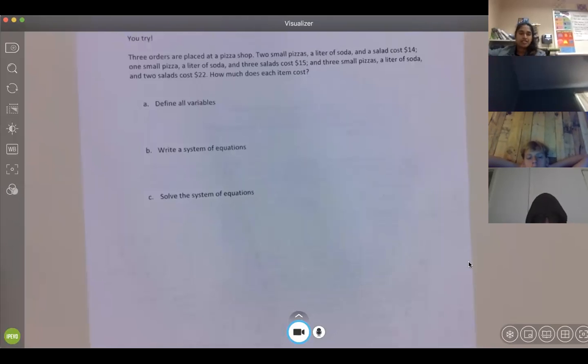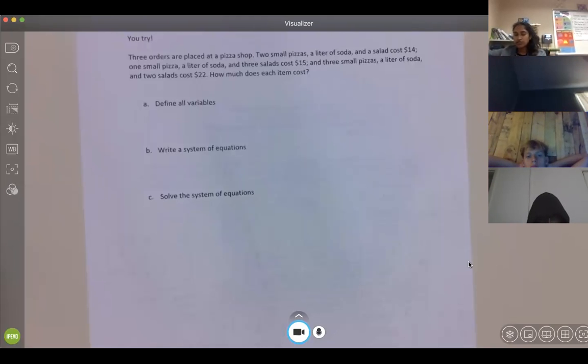And anyone can jump in here. 2x. 2x. And then a liter of soda, how would you represent that? Just X plus y. Plus y, right? Because you said soda was y. And a salad, what would you represent the salad as? Plus z. Plus z equals how much? 14. 14. So that's one equation.